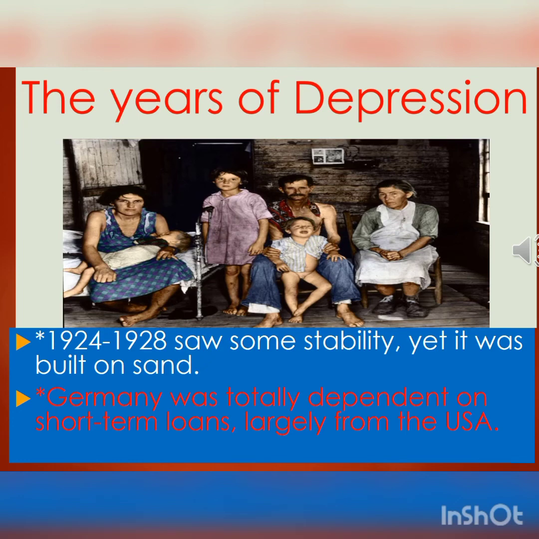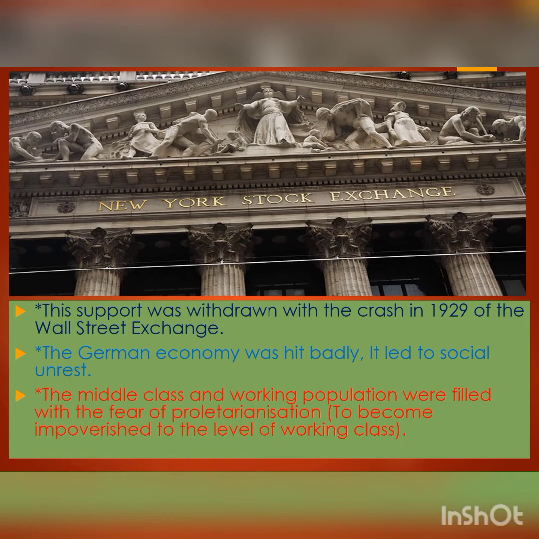In the years between 1924 and 1928, the German financial condition saw some stability. Yet, this was built on sand. German investments and industrial recovery were totally dependent on short term loans, largely from the USA. This support was withdrawn when the Wall Street Exchange crashed in 1929. Wall Street Exchange is the name of the world's biggest stock exchange, located in the USA.